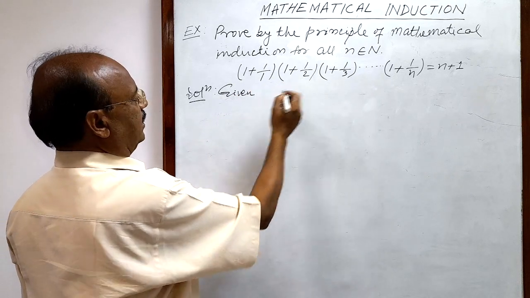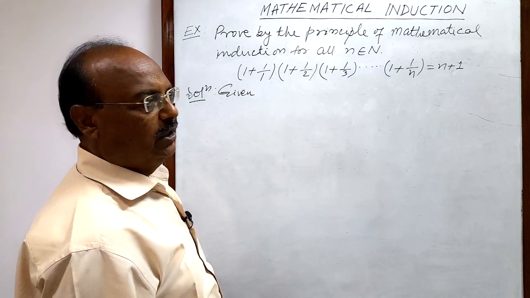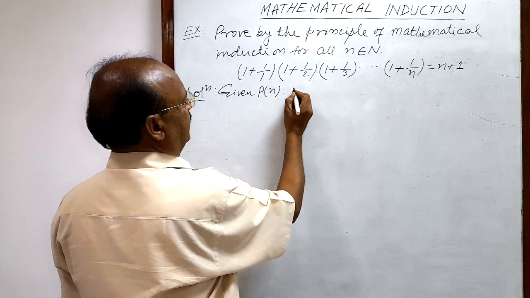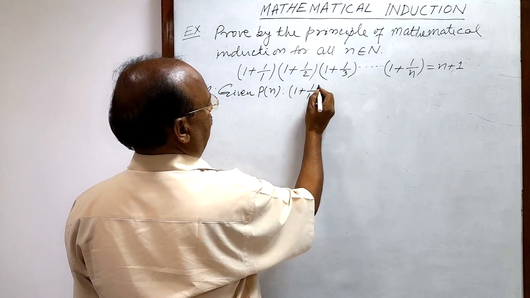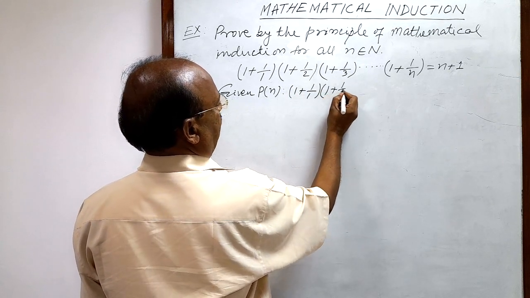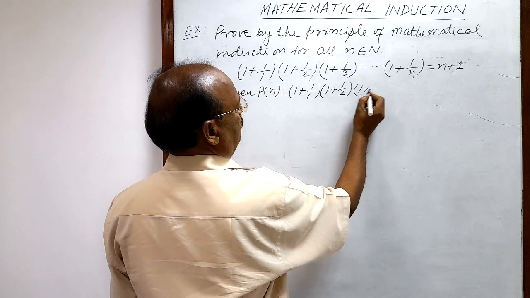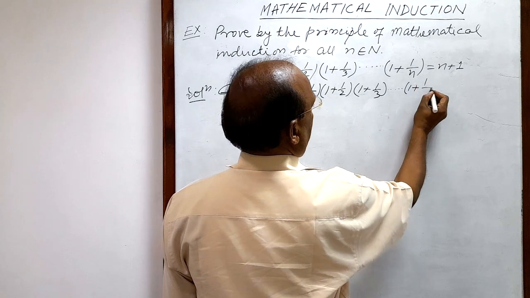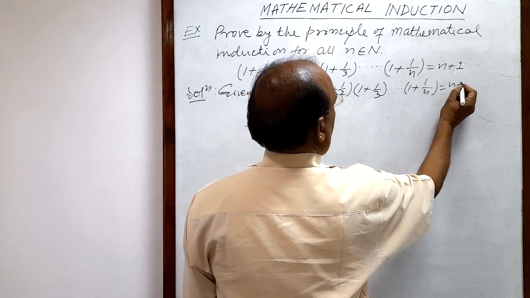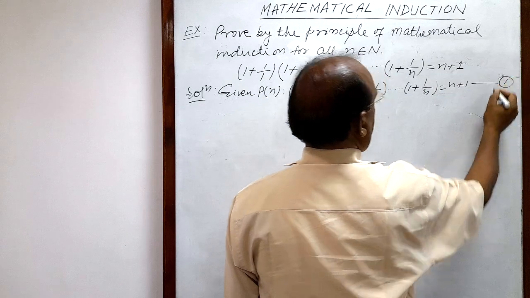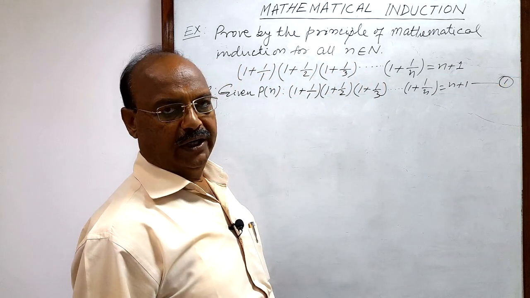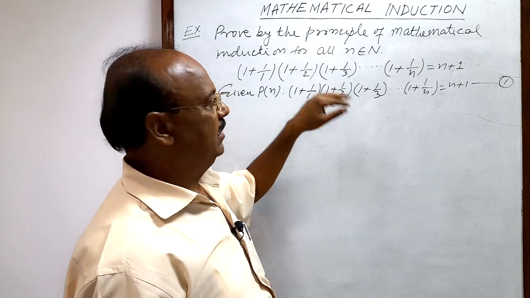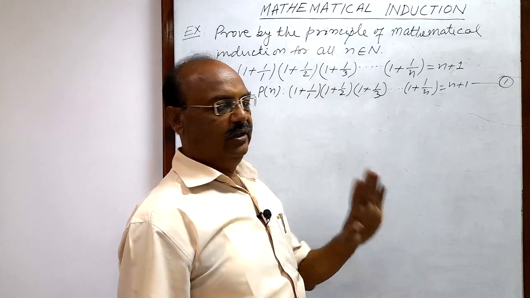Here this mathematical statement is given, and as we know, a mathematical statement is denoted by Pn. So, Pn is (1 + 1/1)(1 + 1/2)(1 + 1/3) up to (1 + 1/n), and this is n + 1. Suppose it is relation number 1. We can prove it by the principle of mathematical induction in 3 steps.